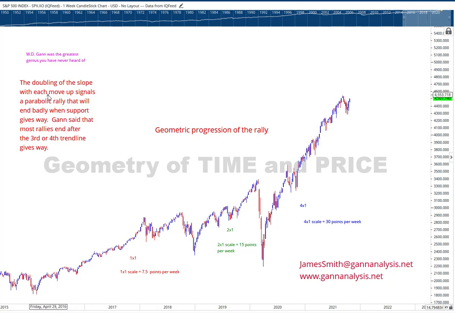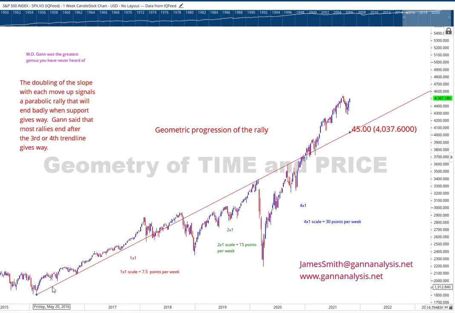And by that, I mean there's a doubling of the slope with each move up, and it signals a parabolic rally that will end badly when support gives way. Gann said that most rallies end after the third or fourth trend line. What does that mean in reality? Well, let's show you with an example.